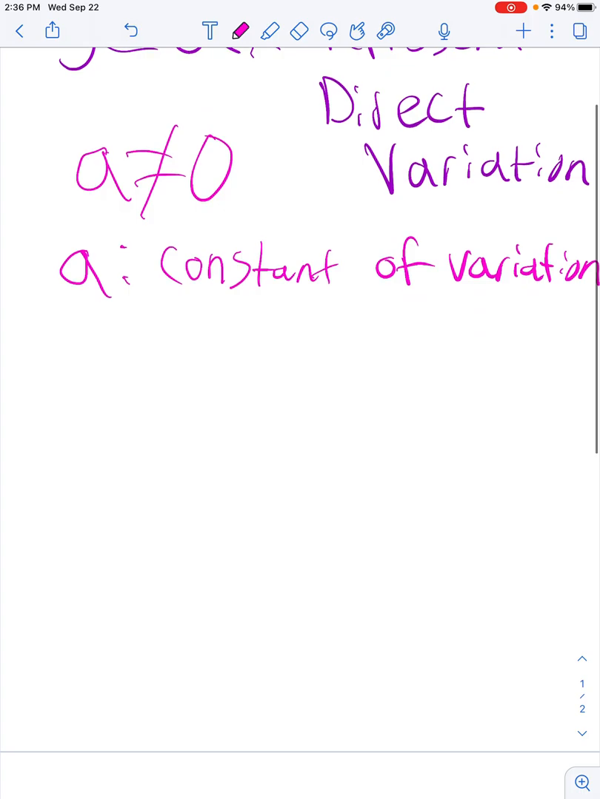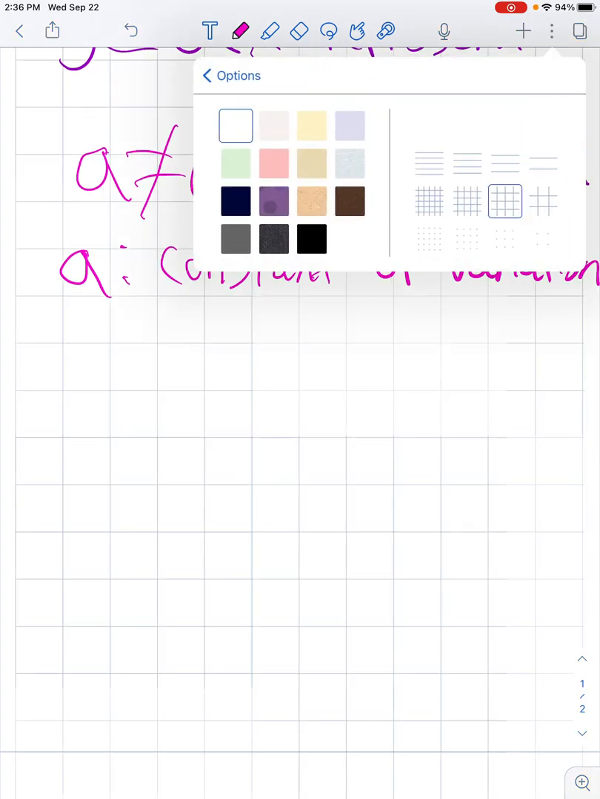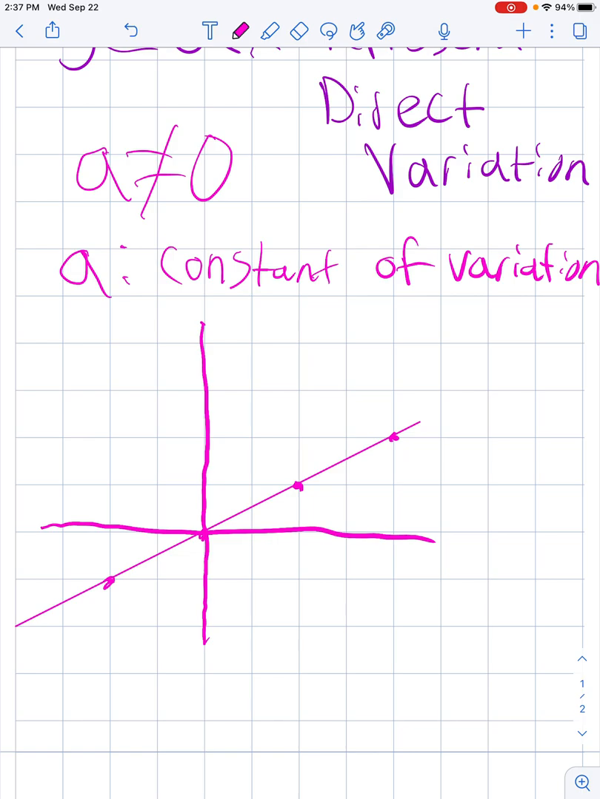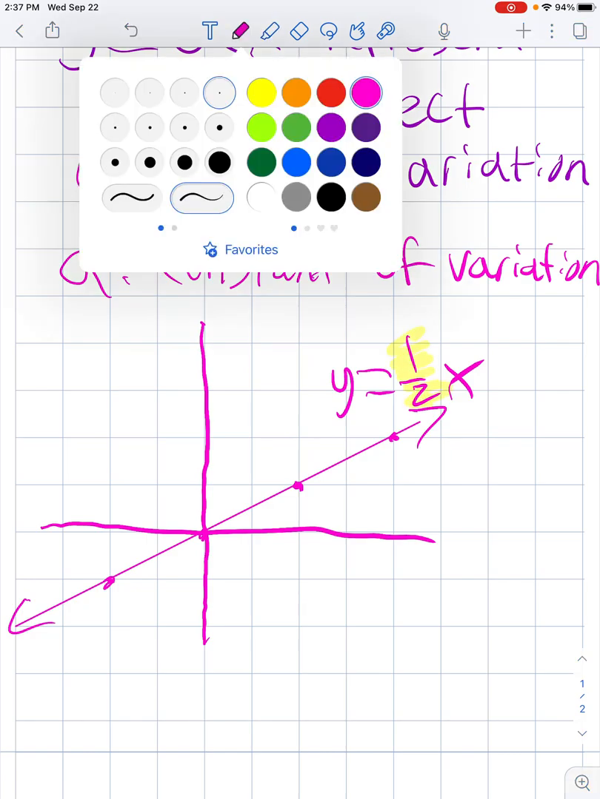So again, here's a quick example. If I've got my graph, so just draw something up real quick. Say I've got something like this. I might have the equation y equals 1/2 x. So again, rise over run, up 1, over 2. I can go down 1 to the left 2. Okay, so this is my equation y equals 1/2 x. So again, our constant of variation would be 1/2.